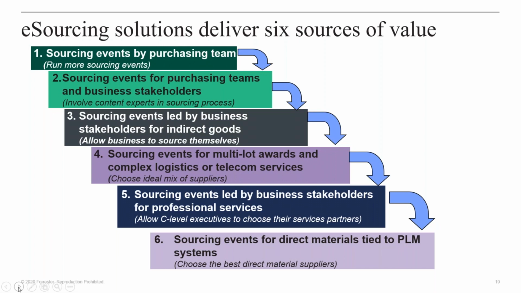The last stage, and this doesn't apply to everybody, it applies to manufacturers, is when you're linking sourcing events for direct materials directly to the PLM system, the product lifecycle management system, so that you can choose the best direct material supplier and allow them to come back to you and suggest changes to the bill of materials to fit categories that they may have special value in, special components, special products that you hadn't been aware of. So those are the sources of value.